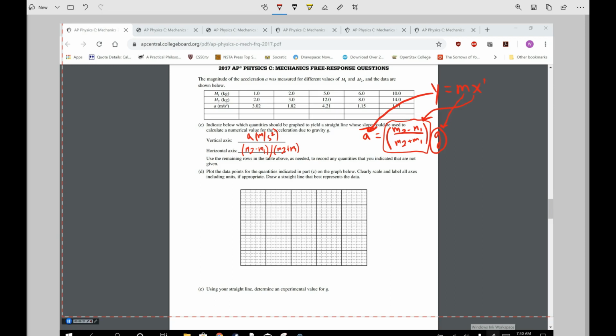So we have to indicate that. Now we have to plot the data points. Clearly scale and label all axes, including units, if appropriate. Oh, that's a big hint right there.